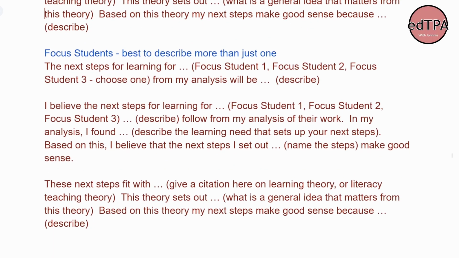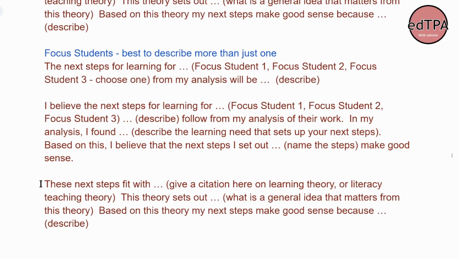And then you want to use the same frame for the focus students. Best to describe more than just one. The next steps for learning 4, you choose one. Let's say focus student 1. From my analysis will be, describe it. I believe the next steps for, let's say focus student 1, describe, follow from my analysis of their work. In my analysis, I found, describe the learning need that sets up your next steps. Based on this, I believe the next steps I set out, name the steps, make good sense.